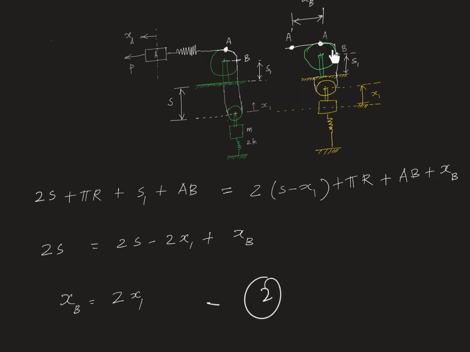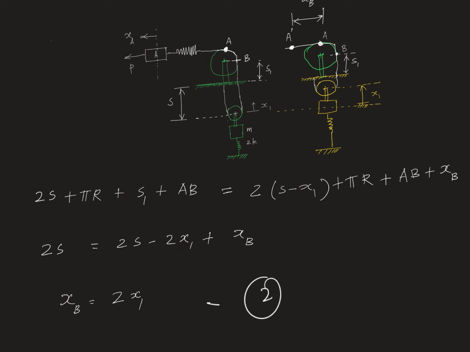Then we have AB here, then we have XB, this particular length. From this equation, it works out like XB is 2 times X1. It's a very important thing. What we are finally doing here is trying to tell that if this point moves by, let's say, an XB, this mass will move up by an amount half of that. Like x1 was coming to be half of xb.